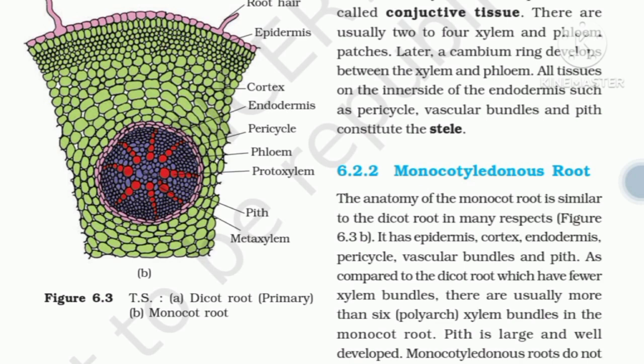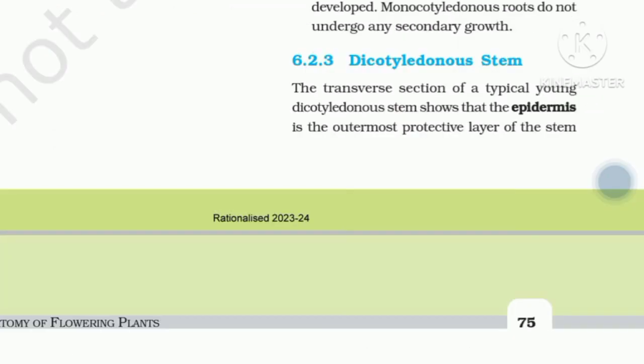Monocotyledonous root. The anatomy of monocot root is similar to the dicot root in many respects. Figure 6.3b. It has epidermis, cortex, endodermis, pericycle, vascular bundles, and pith. As compared to the dicot root, which has fewer xylem bundles, there are usually more than 6 polyarch xylem bundles in the monocot root. Pith is large and well developed. Monocotyledonous roots do not undergo any secondary growth.